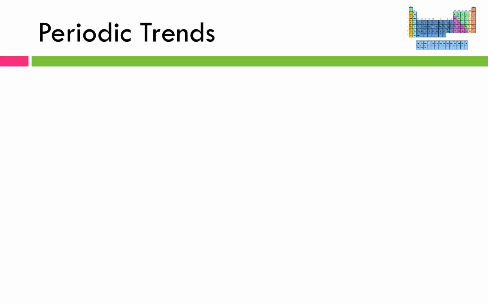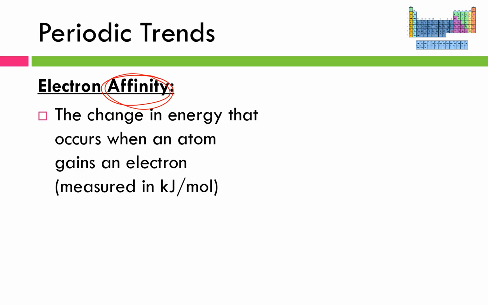So let's go ahead and start off by talking about electron affinity. If you have an affinity for something, that means that you have a like for something. So in this case, we're talking about how much an atom basically likes to receive another electron. So our technical definition is the change in energy that occurs when an atom gains an electron. And this is also measured in kilojoules per mole.